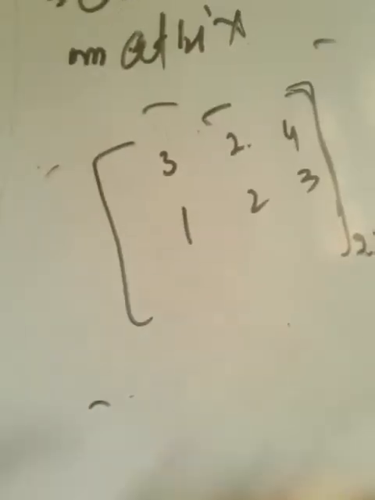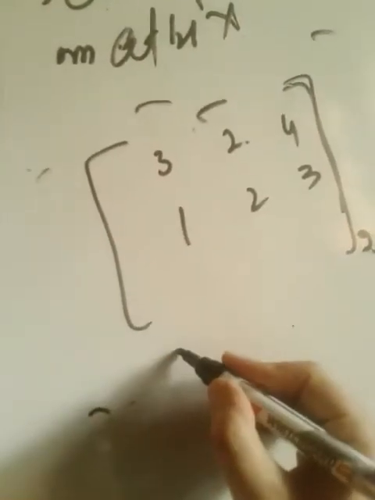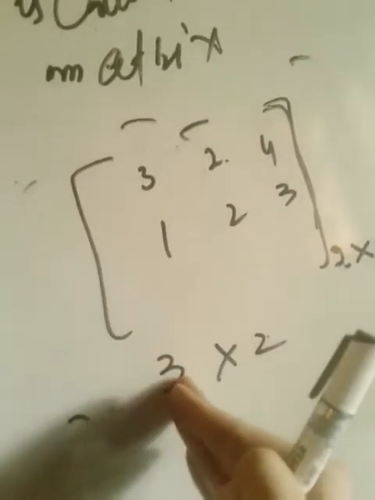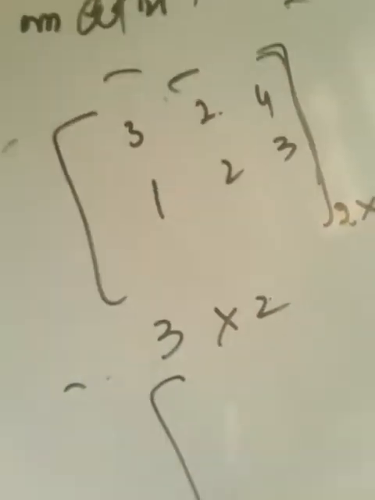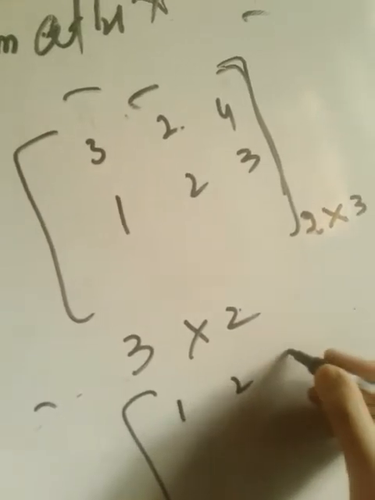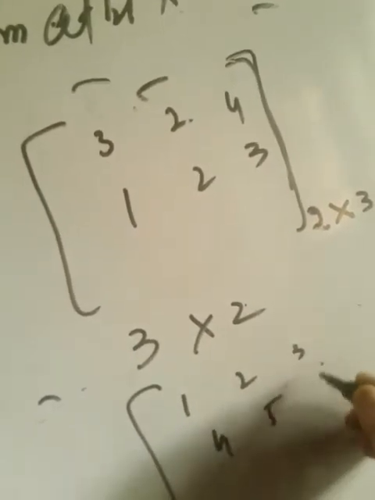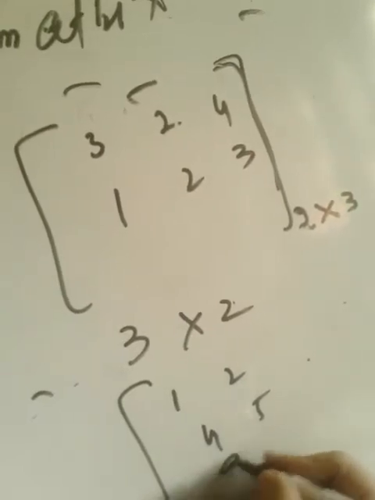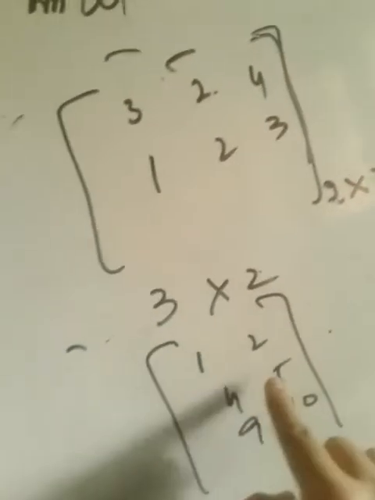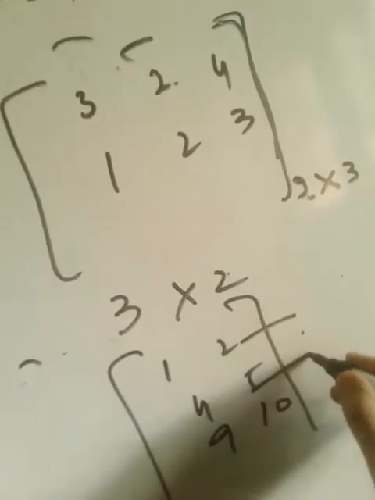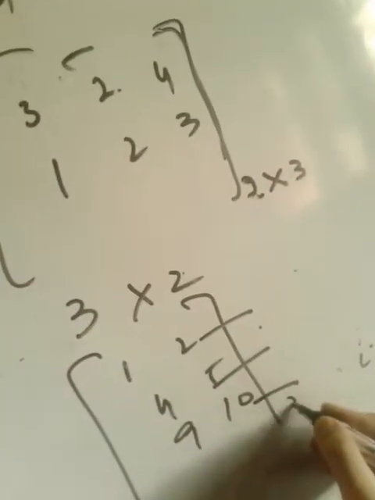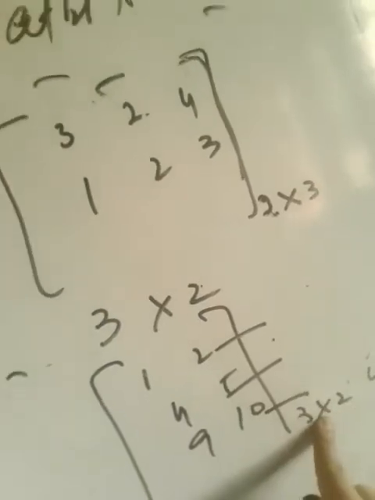Suppose we have to give another example, 3 by 2. What does this mean? We have to keep 3 rows and 2 columns. Say 1 2, 3 4, 5 6. Suppose 3 rows, 4 5 and 9 10. How many rows? 1 row, 2 rows, 3 rows. How many columns? 1 column, 2 columns. So we will write it as a 3 by 2 matrix.